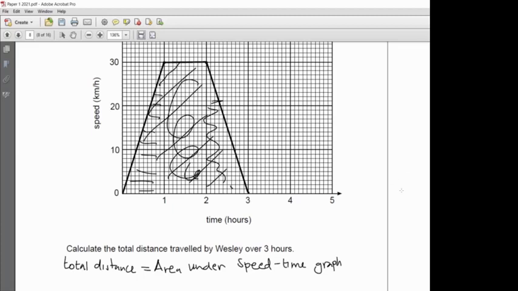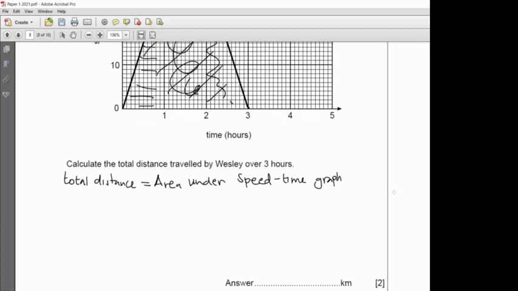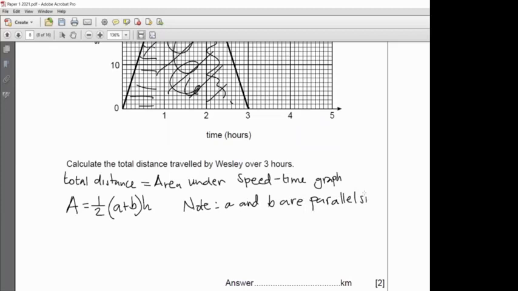So don't panic in the exam if you can't remember the formula for the area of a trapezium. But the formula is not that difficult, so we use the formula. So the area is equal to a half, then A plus B times the height. Now A and B, these are the 2 parallel sides. So take note that A and B are the parallel sides. And H, this is the perpendicular height.